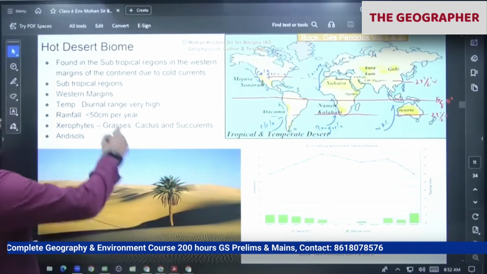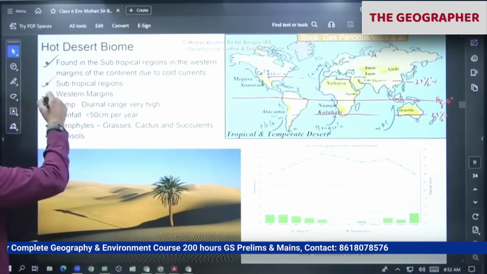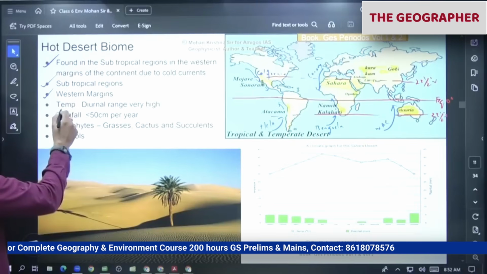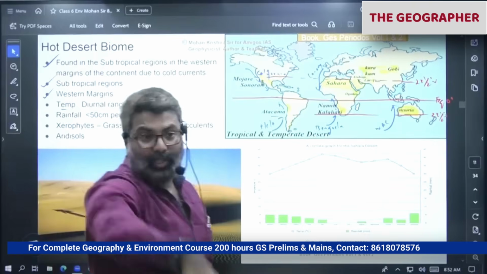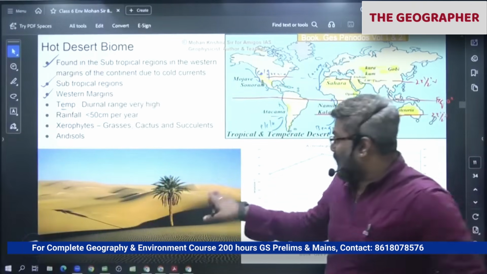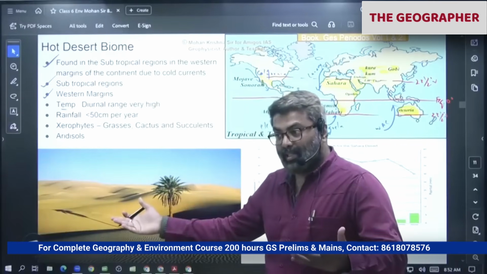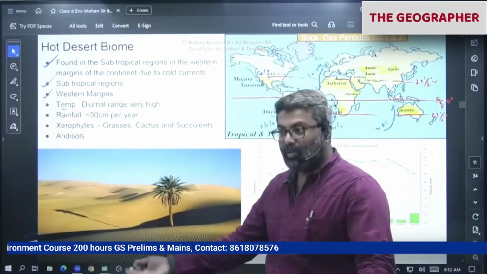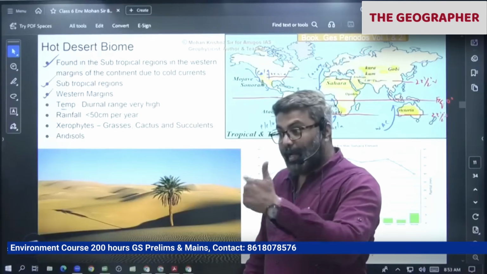Write down now. This is clear. These deserts are found in the western margin. Temperatures, I told you, are very high. Day temperatures are high, night temperature is low. Why? Because surface area is very high, deserts like this. During the day, sand heats up, temperature increases. At night, all the heat will be lost, so earth will cool, temperatures will come down. Day temperature is 45, night temperature is 15.